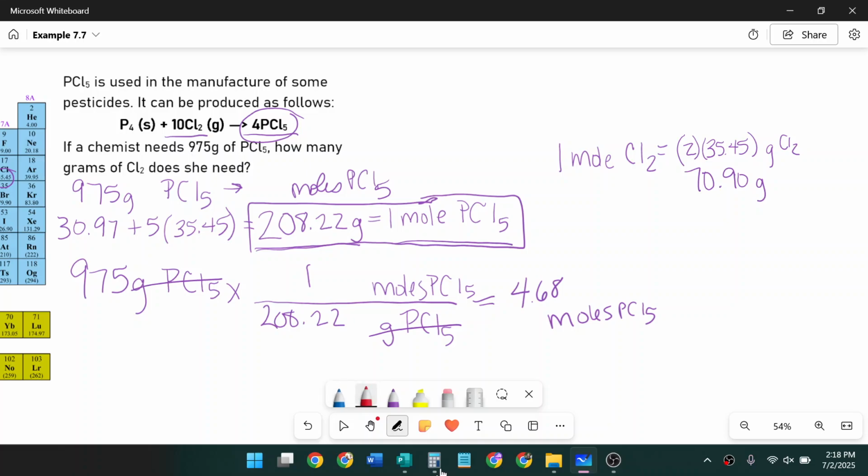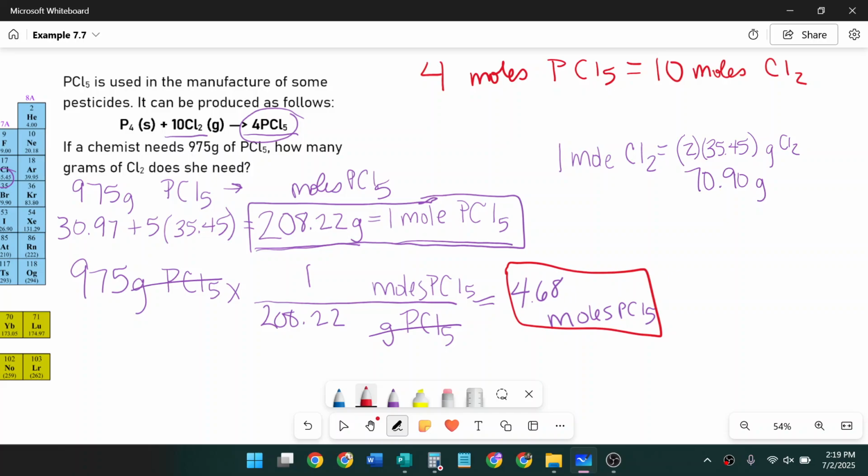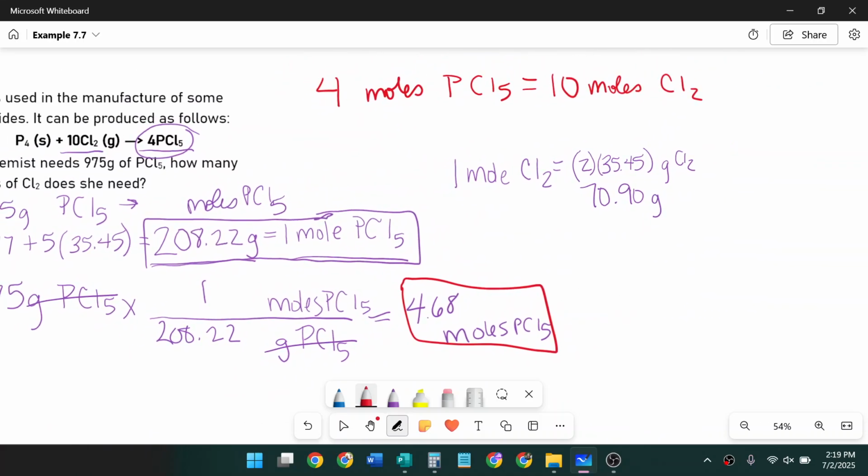So let's change color real briefly. For every 4 moles of PCl5 that we want to make, we need to start with 10 moles of Cl2. So we have this many moles that we want to make, and we're going to use this conversion relationship to figure out how many moles of Cl2 we need. All right, so let's push this to the side a little bit more and keep going.